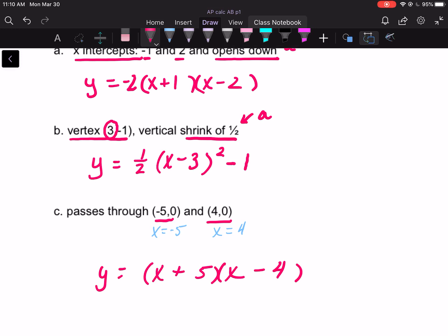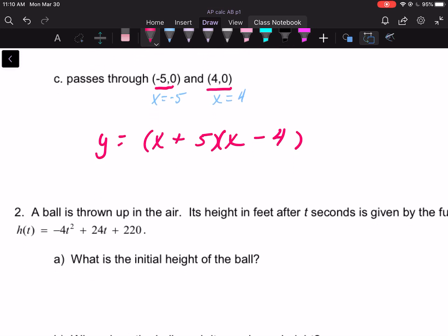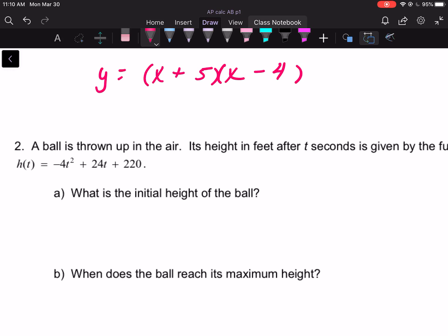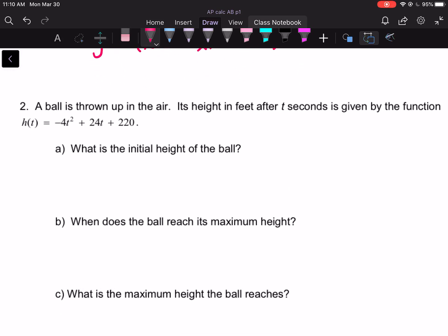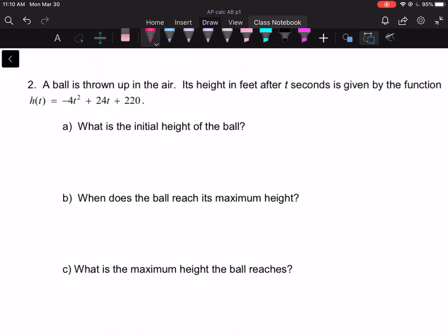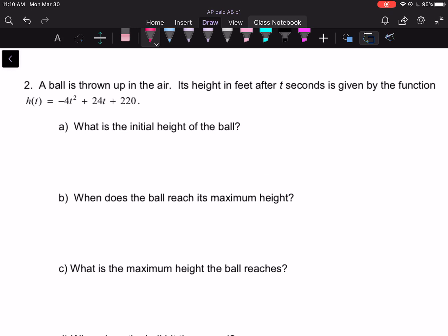Okay. Last part, we're kind of just going to review a word problem, and I'm going to show you guys an easy way to answer some of these questions. We discussed these before school closed, so you should remember a little bit of it at least. But this is talking about a ball being thrown up in the air.